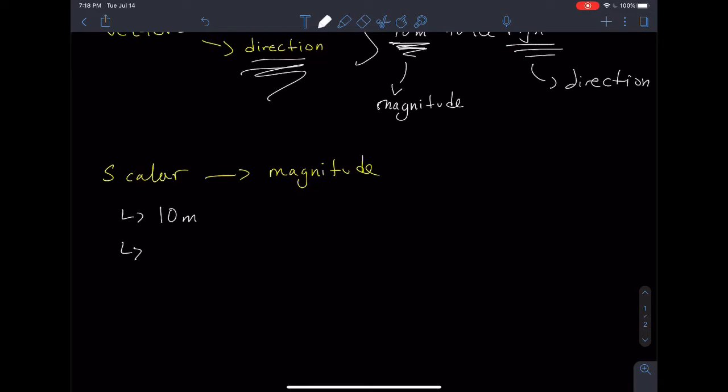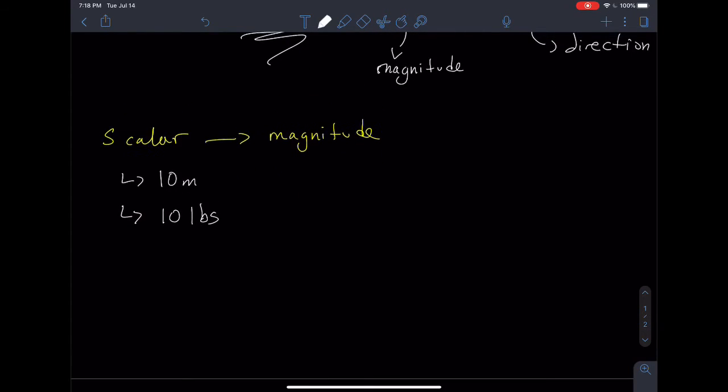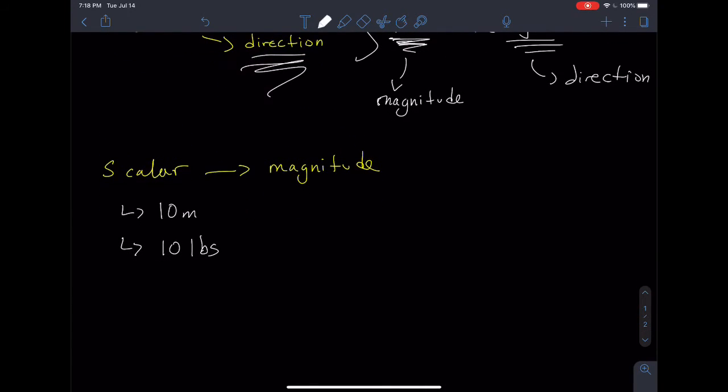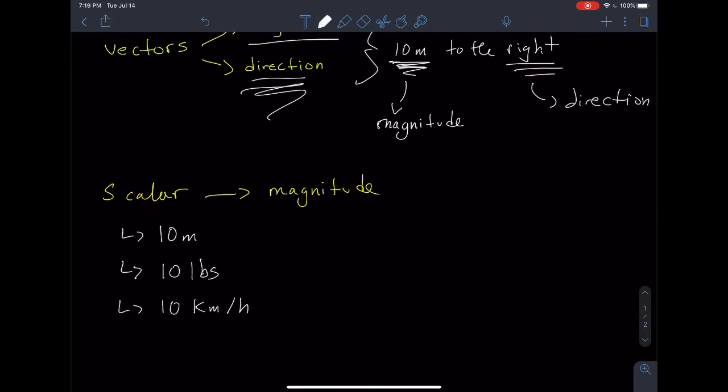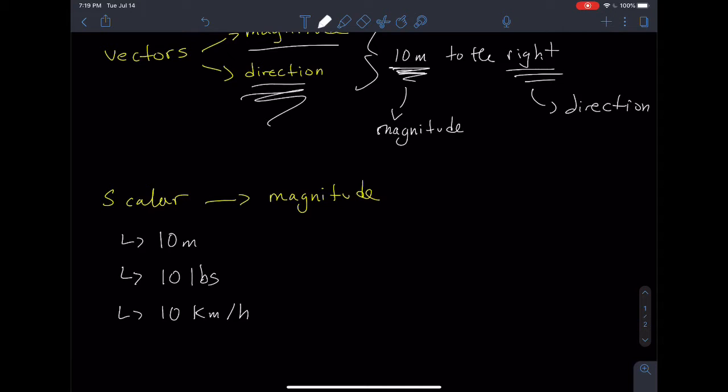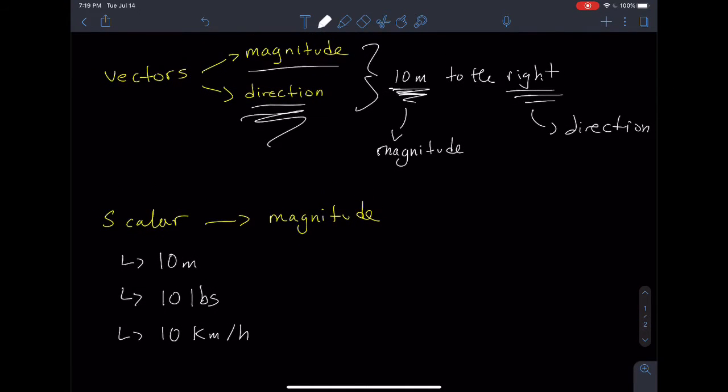You could also say mass is an example of a scalar. I could say I weigh 10 pounds. That'd be ridiculously light, but that's an example of a scalar. Something else could be speed. I traveled 10 kilometers per hour, versus a car travels 10 kilometers per hour to the north. That is the distinction between vectors and scalars.